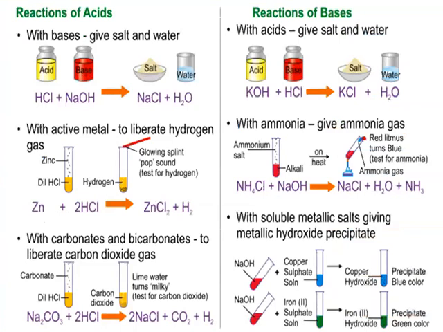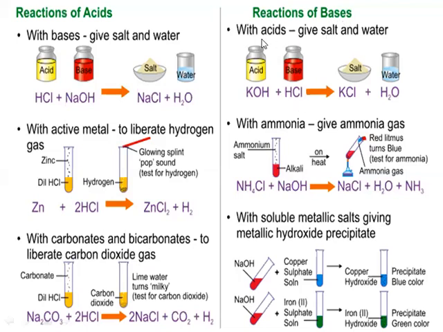Chemical properties of acids and bases include: acids react with bases to give salt and water. Acids react with active metals to liberate hydrogen gas. Acids react with carbonates and bicarbonates to liberate carbon dioxide gas, along with the formation of salt and water.